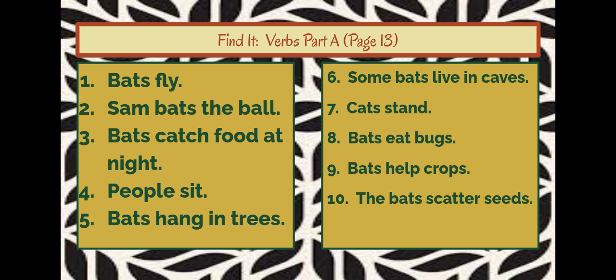Let's look at the first sentence. Bats fly. I have to ask myself which part is the naming part and which part is the doing part. Does the word fly answer the question, what did it do? Yes, the word fly describes an action. So fly is the verb. I will circle fly.